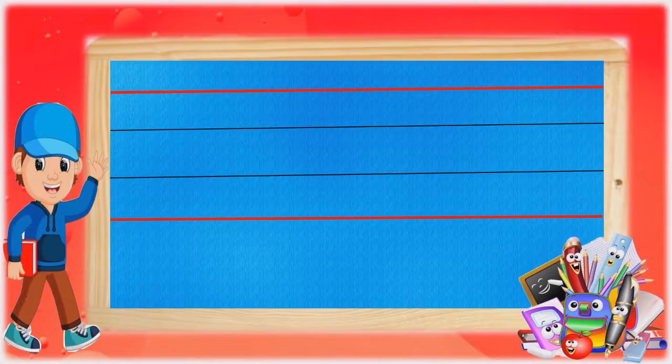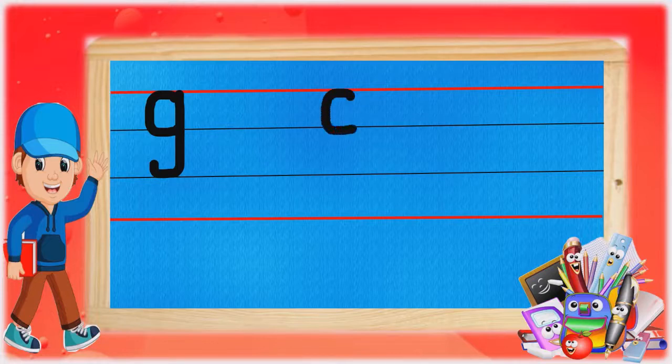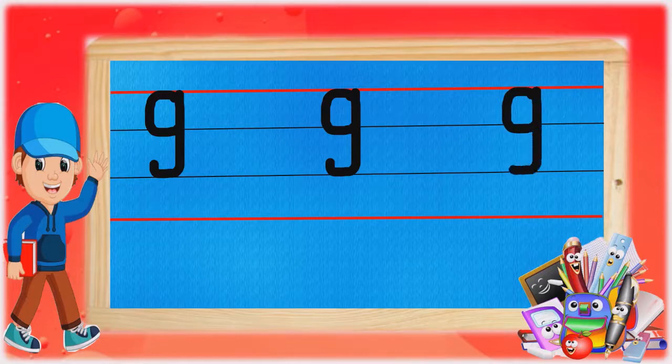Now we will write G, small g. A small curve with a standing line, again small curve makes small g. Again we write a curve with a standing line joining with a small curve makes small g.